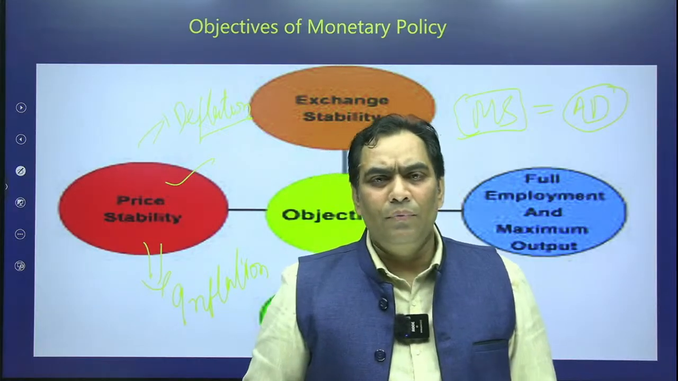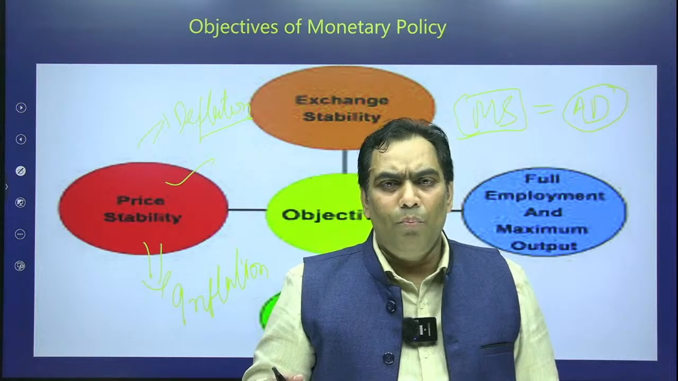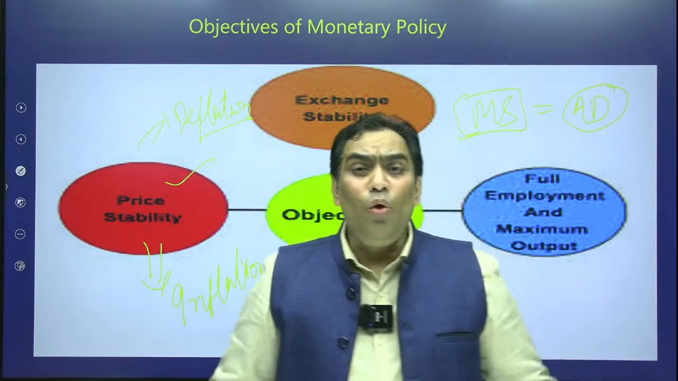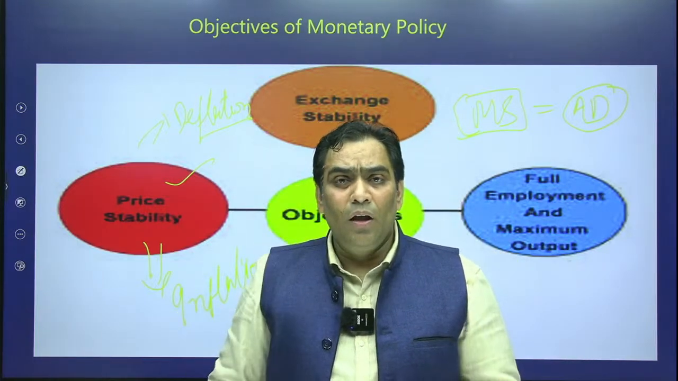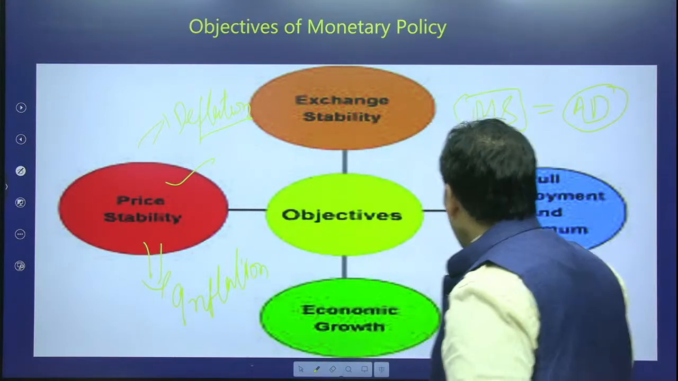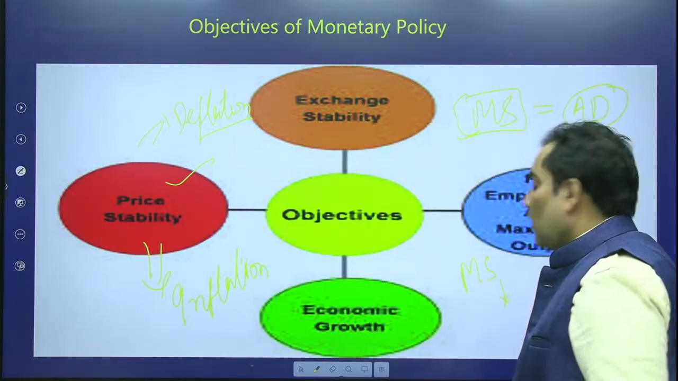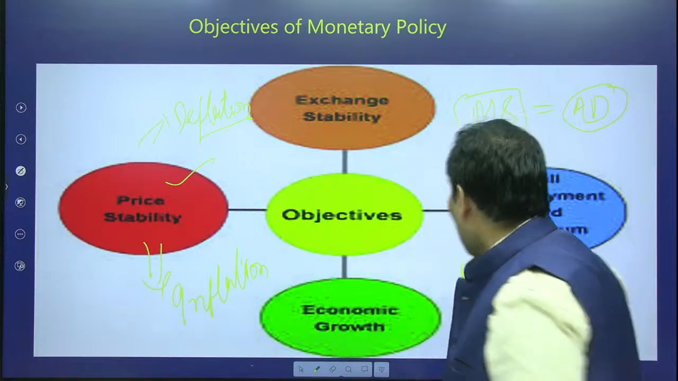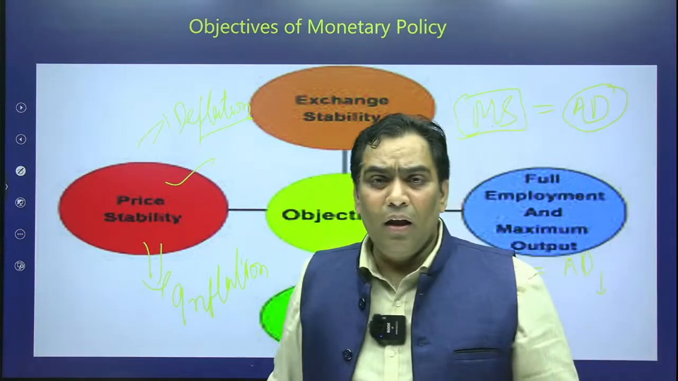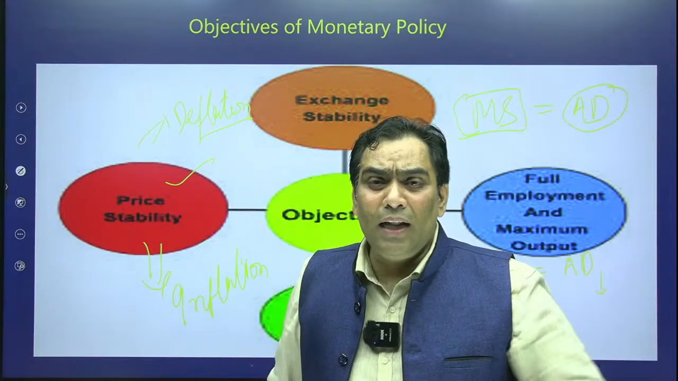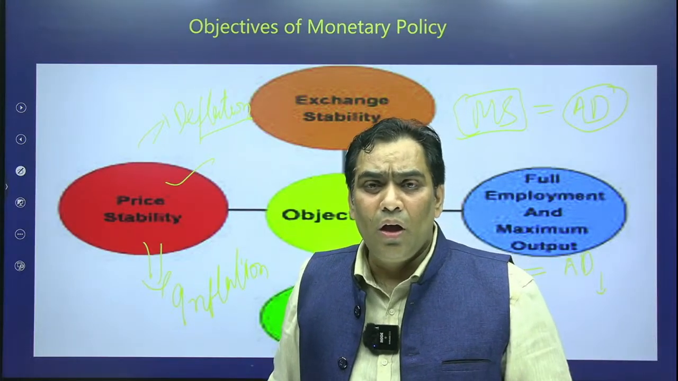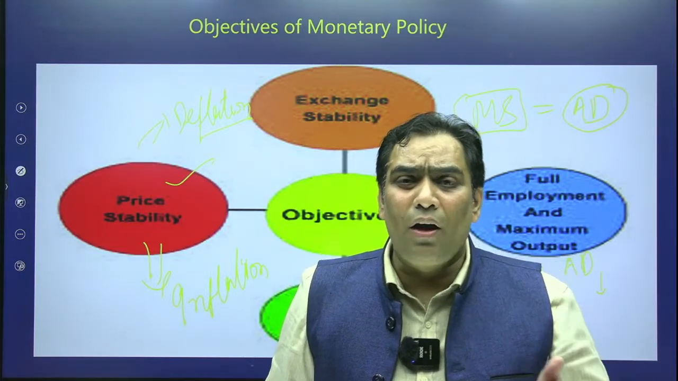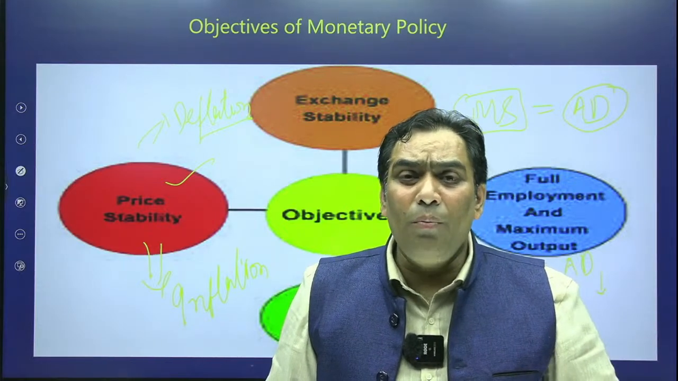At the same time, the other objective of the monetary policy of RBI is to have economic growth in the economy. As I said, if money supply is less than required, it will reduce the aggregate demand. If it reduces the aggregate demand, the producer will reduce the production. If the producer reduces the production, then economic growth will be reduced. So this is also the responsibility of the RBI through monetary policy to ensure economic growth as well.